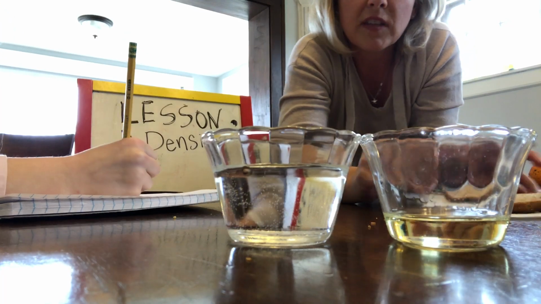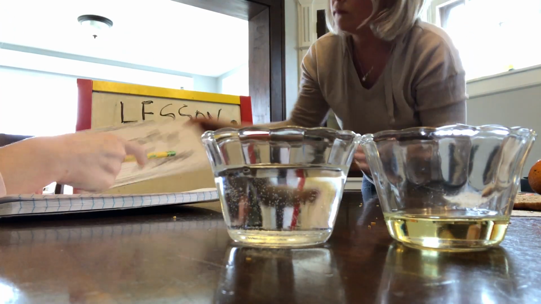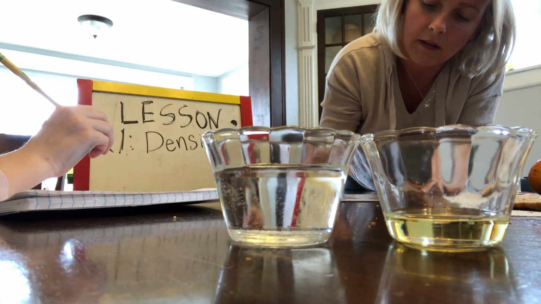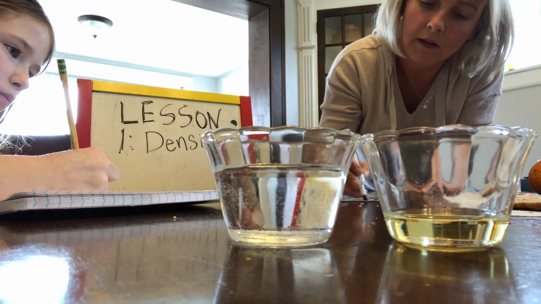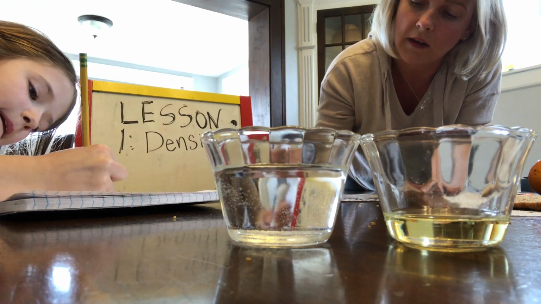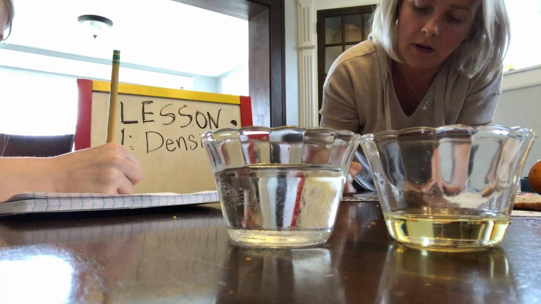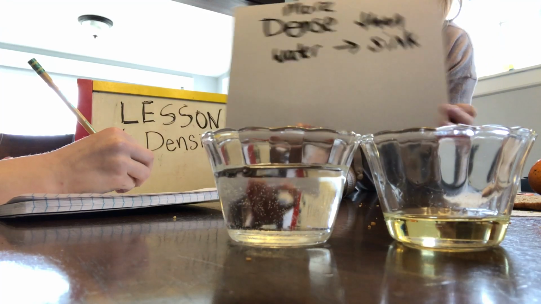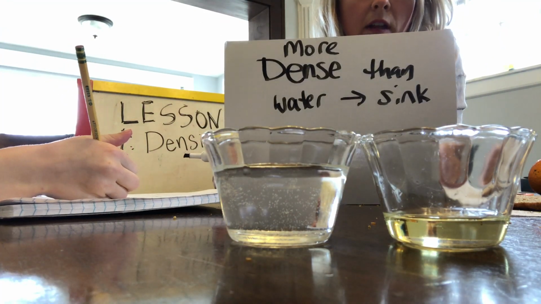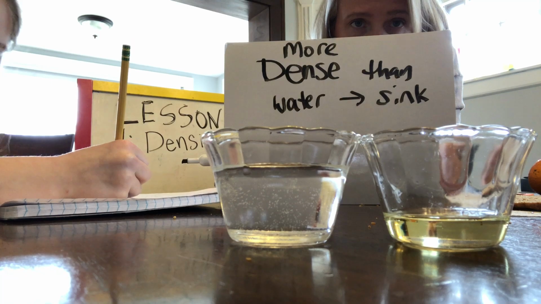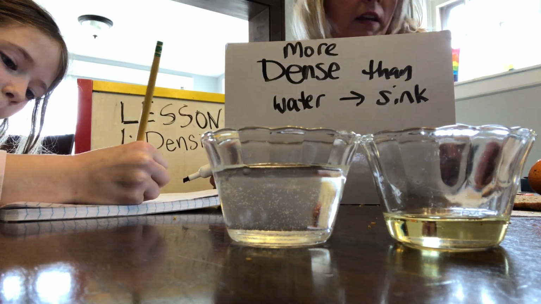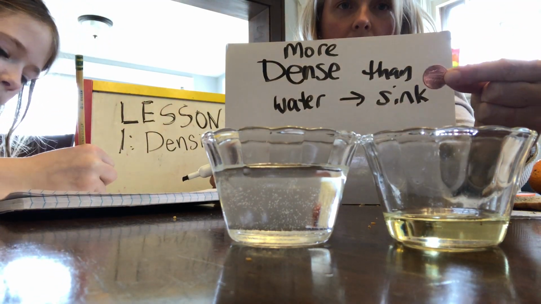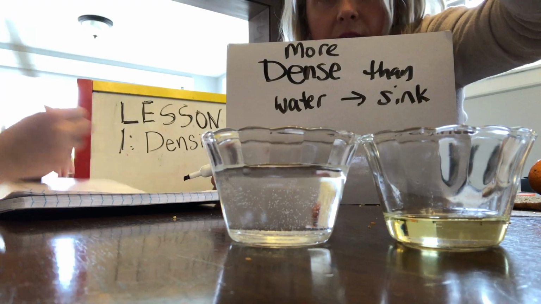So let's see. If something is more dense, it's going to sink. More dense than water. If something is more dense than water, it's going to sink. Let's see. I have something I know is more dense than water. I know that metal is more dense than water. Let's see if it sinks.